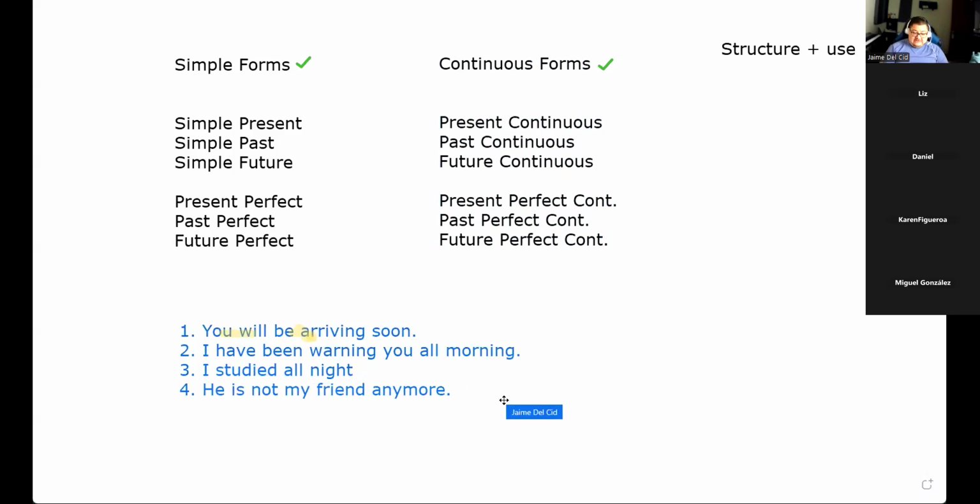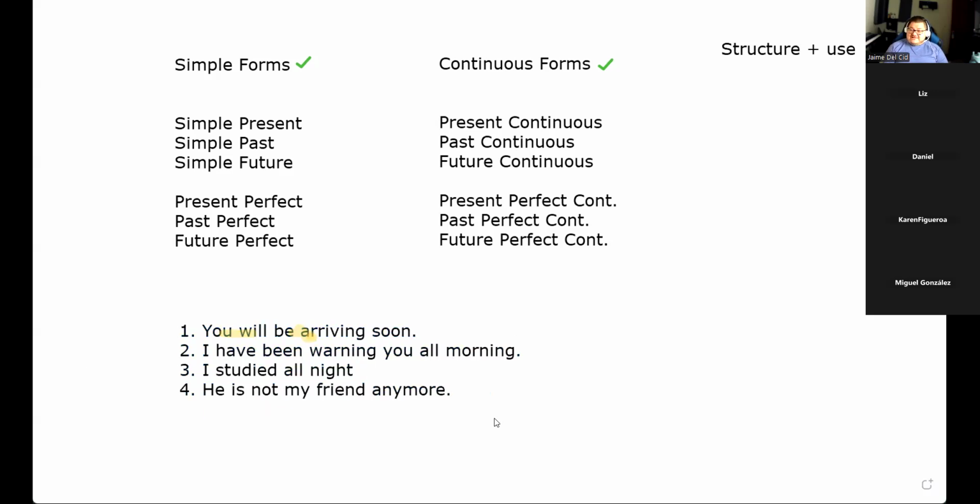This one is easy. I studied all night. It's a simple form and it's simple past. It's a simple past sentence. Perfect. Yes. And I think I'm missing Feliceida. Feliceida, I think she's having some problems with the connection. Okay. So let's do it together.